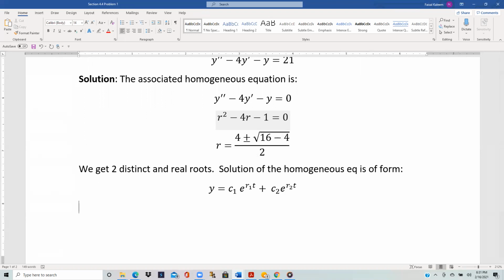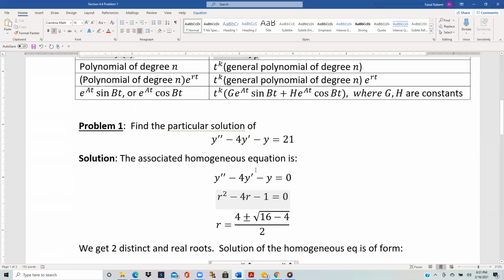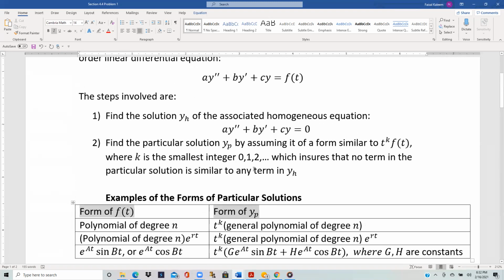So both of these, since both the roots are non-zero. So right now this is a solution of the homogeneous equation. So maybe we should write it as y_h. This is the solution of the associated homogeneous equation.